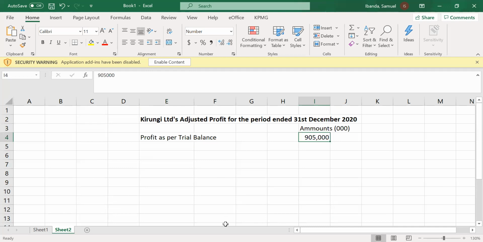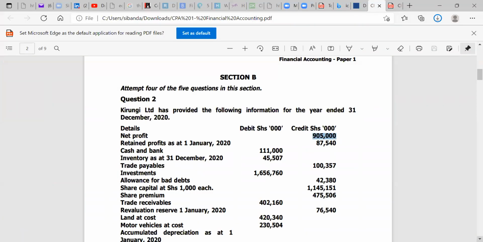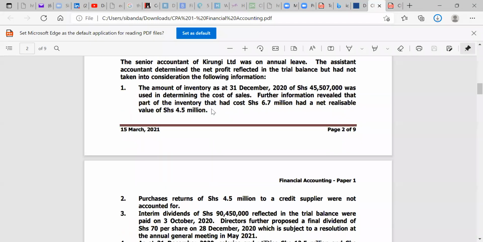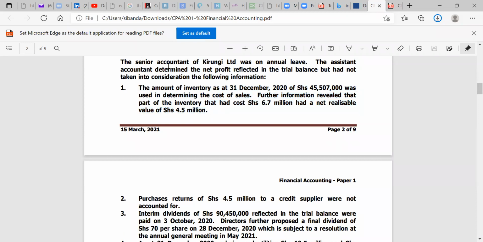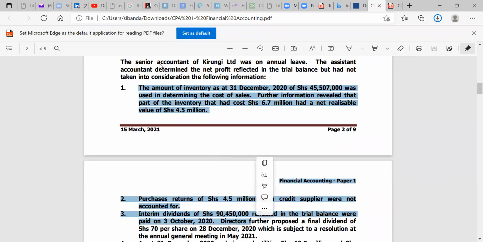Now, in this case, the examiner expects you to look at each of the additional information provided to you and ask yourself, as this item happens, does it negatively affect my profit? Basically, will it increase my profit or will it reduce my profit? Because they are telling us that the assistant accountant determined a net profit reflected in the trial balance, but had not taken into consideration the following items. So your question is, if I take into consideration these items, will my profit increase or decrease?